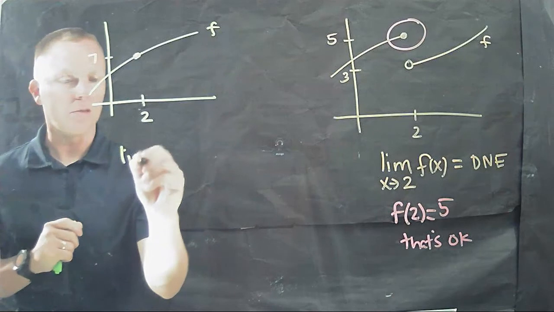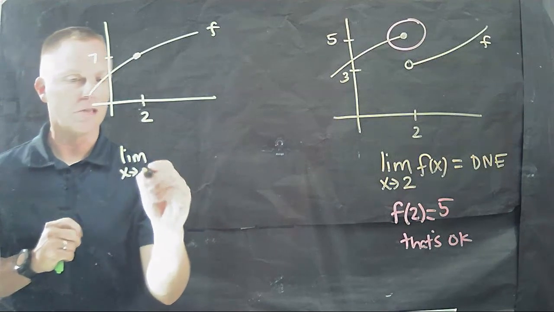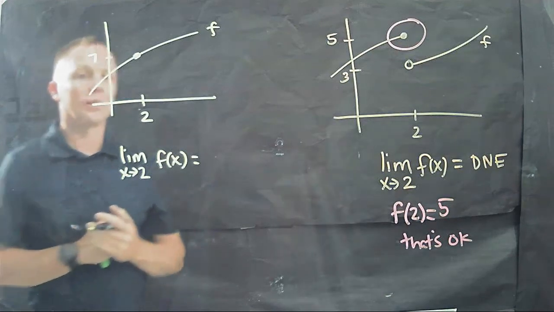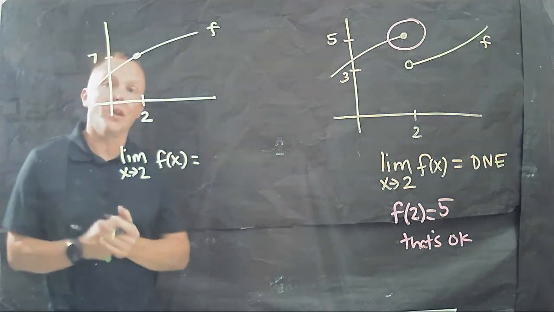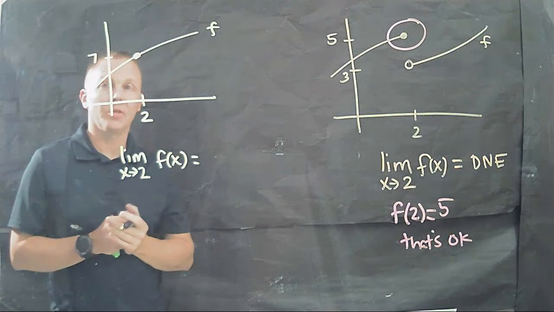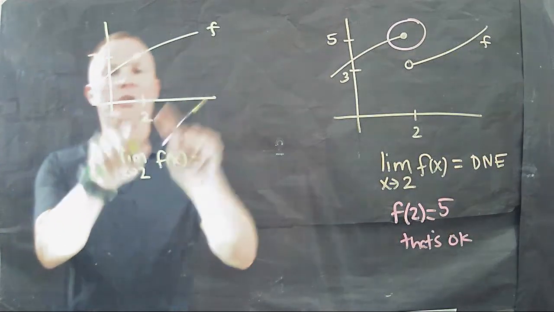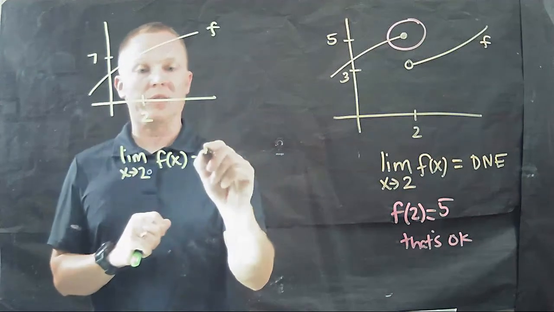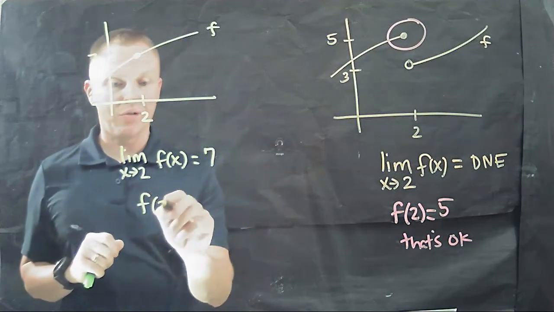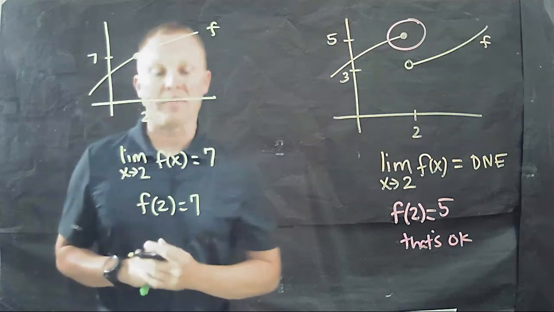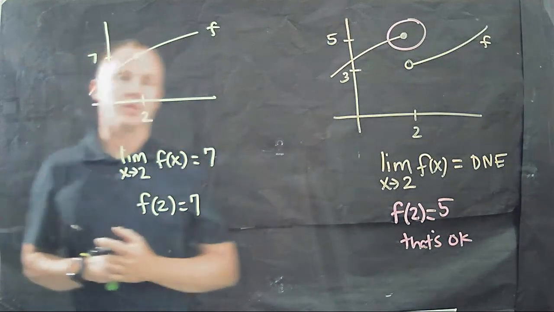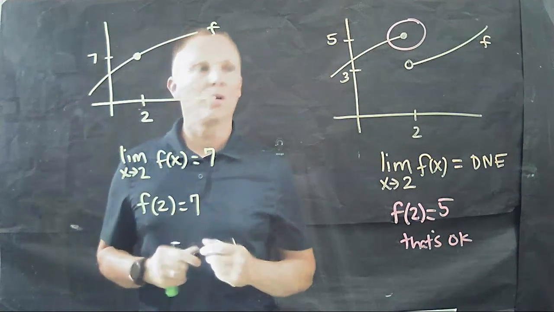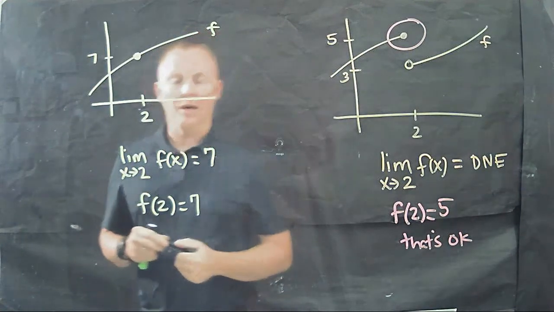And now I'm asking you, what's the limit as x goes to 2 here? And is there one number that f seems to be getting close to? Yeah, there is. In fact, if you jump on this curve and you approach 2 from both sides, they're approaching 7. And it turns out f of 2 equals 7. You guys see that? This is the case where the limit and the function value are the same.